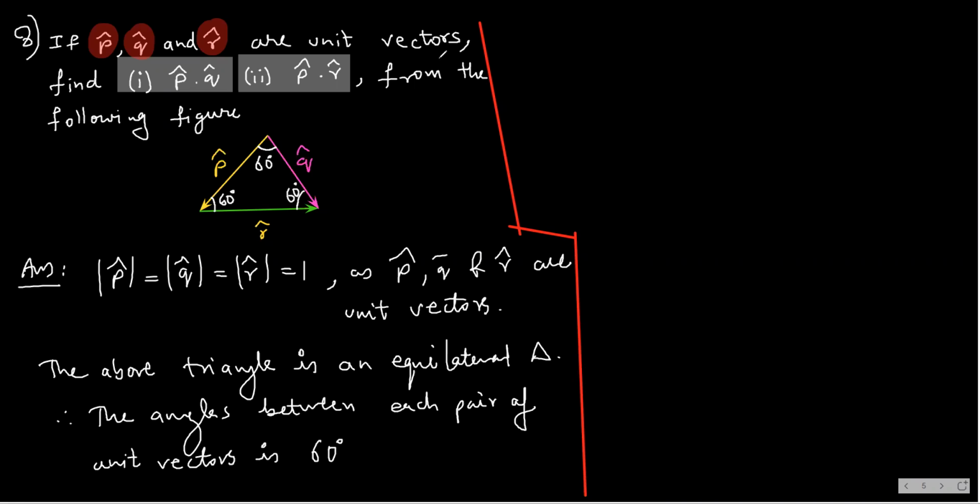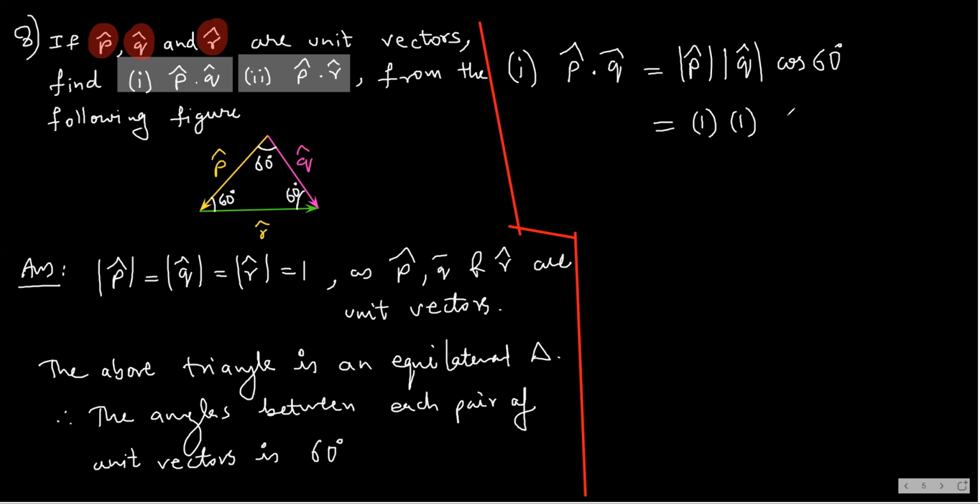So now I will start answering the question. The first one is P cap dot Q cap. I know by definition of dot product, P cap dot Q cap will be mod P cap into mod of Q cap into cos of angle between the two vectors, which is 60 degree. I know these two magnitudes are equal to 1. So 1 multiplied by 1 multiplied by 1 by 2. Cos 60 degree is 1 by 2. So the final answer is 1 by 2. P cap dot Q cap is 1 by 2.